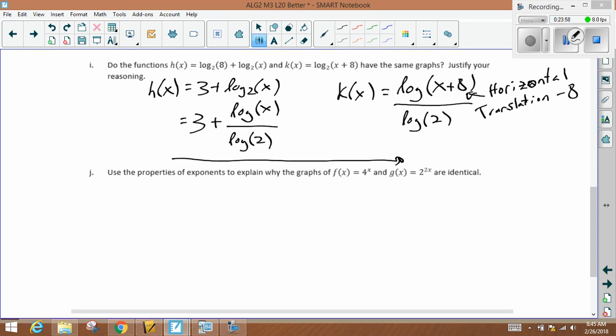Let's talk about why these things are identical. Well, if f of x is equal to 4 to the x power, isn't that the same thing as 2 times 2 to the x power, which if we use our properties of exponents is 2 to the 2x.